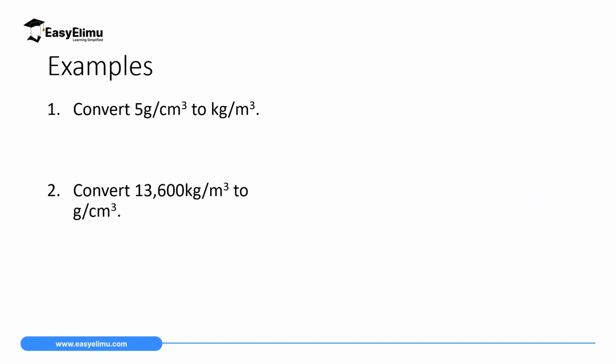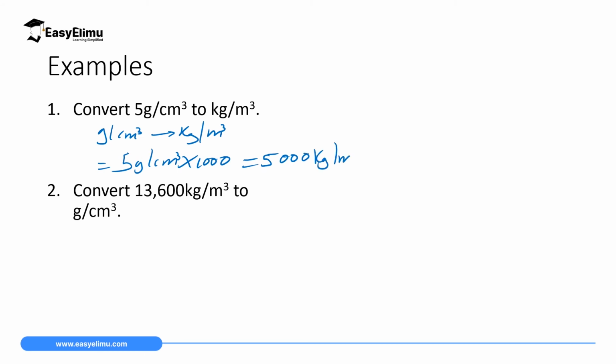Convert 5 grams per cubic centimeter to kilograms per cubic meter. What we have said, for you to convert grams per cubic centimeter to kg per cubic meter, you just take your value, 5 grams per cubic centimeter, then you multiply it by 1000, then it will give you 5000 kgs per cubic meter. As simple as that.